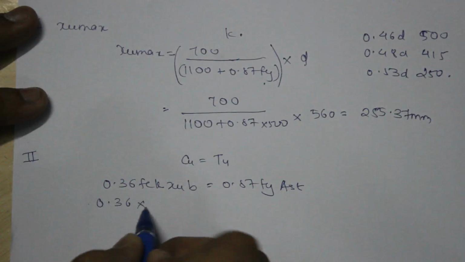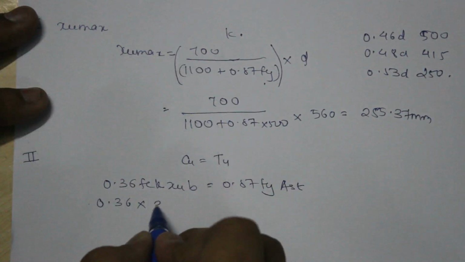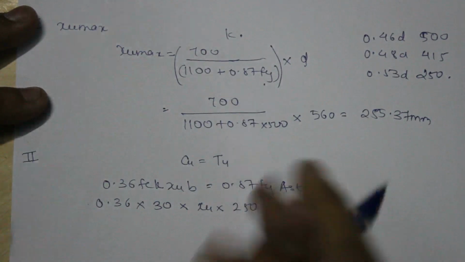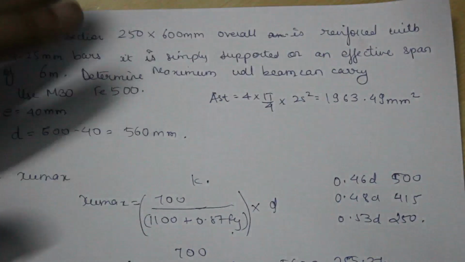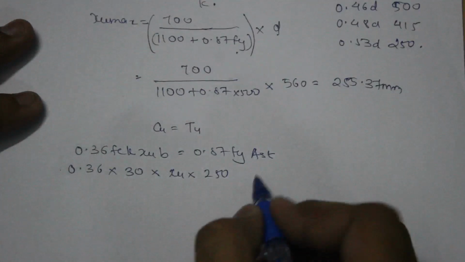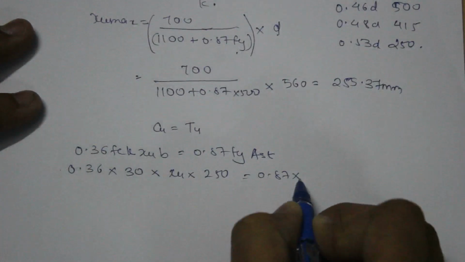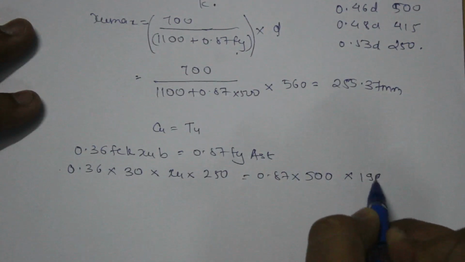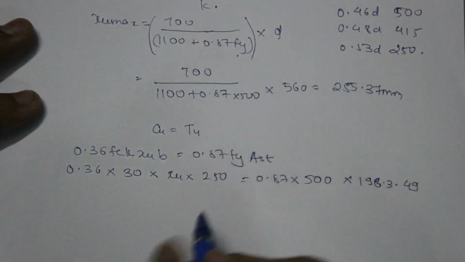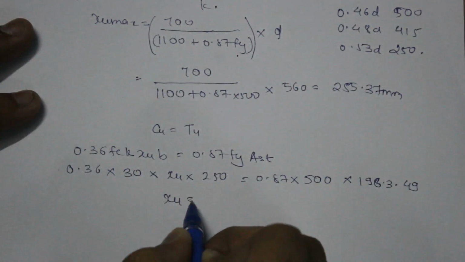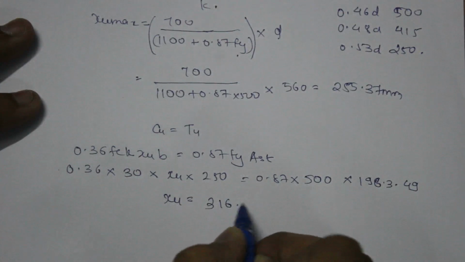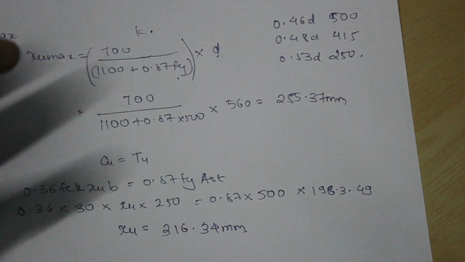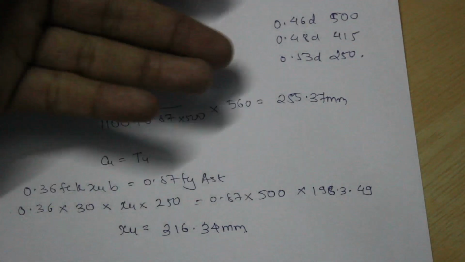So I'll plug in all the values. FCK is 30, XU you have to find, B is 250, that is the width of the beam, which is given in the problem, equals 0.87 multiplied by Fe 500 steel, that is Fy, multiplied by AST, which is 1963.49. So your XU would be 316.34 mm.